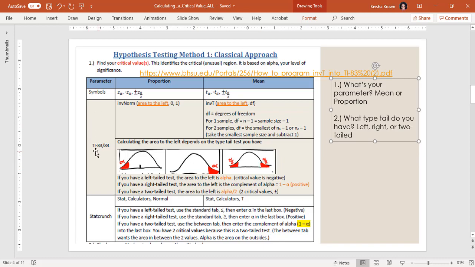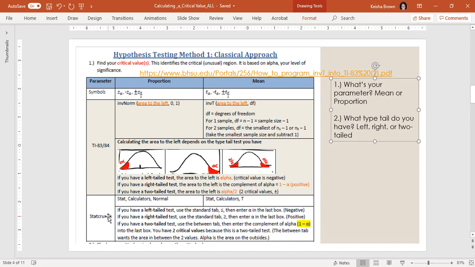So if you're a calculator person and you're using TI-83, you always have to have the area to the left. That's your first argument. So if you have a left tail test, that means you're just typing in the value of alpha. If you have a right tail test, you have to calculate the complement of alpha. You have to find 1 minus alpha, and that's going to be what you type into the first blank. If it's a two-tailed test, then alpha is split over the tails. So you have to take your alpha value and divide it by 2, and that's what you're going to enter in for your area on the left.